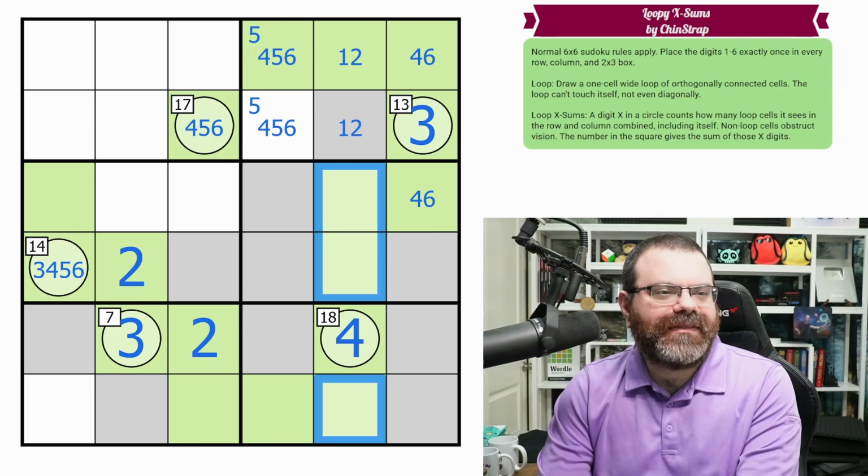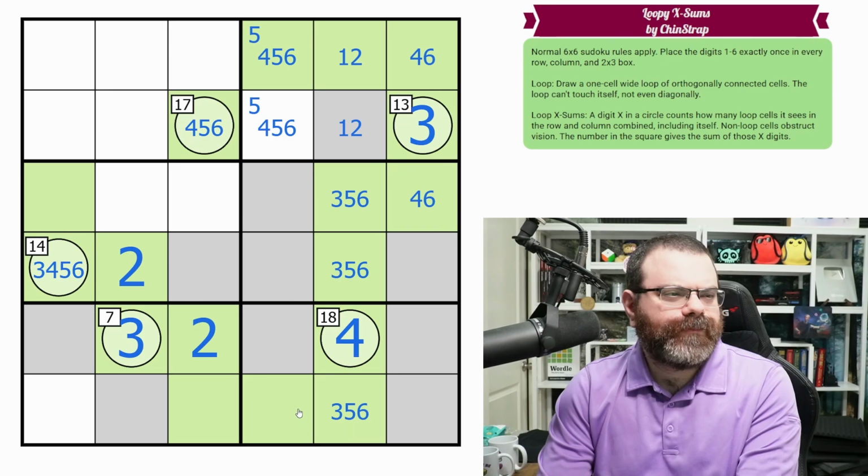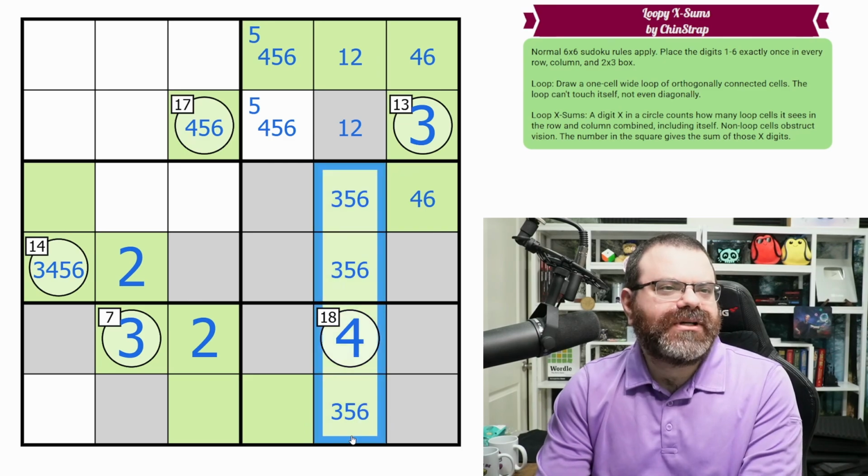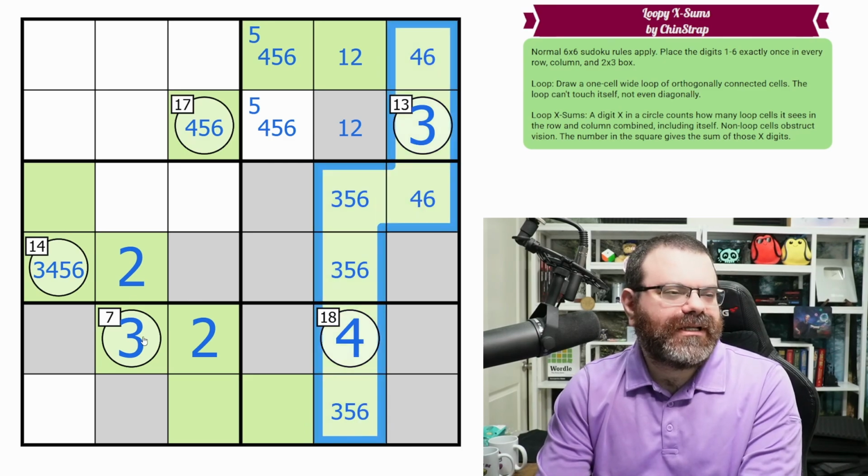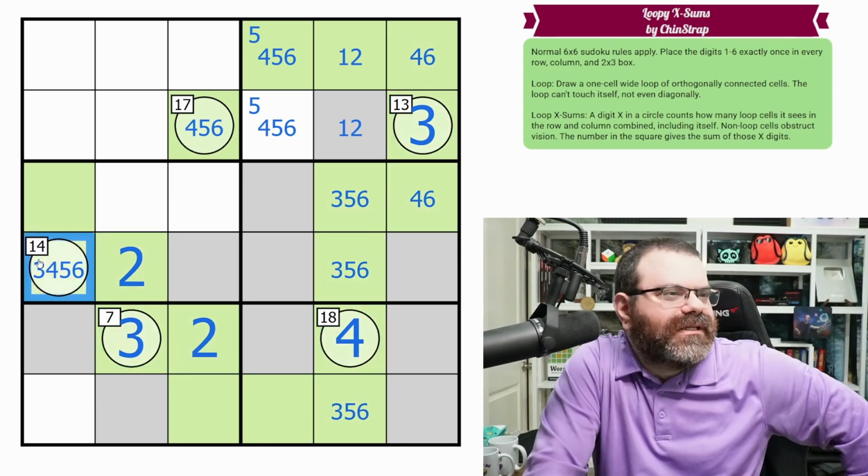I could write these out. These are 3, 5, 6. Okay, so I took care of the 18. I took care of the 13. I took care of the 7. So maybe this 14 is important.